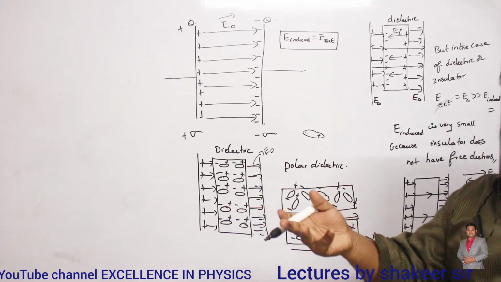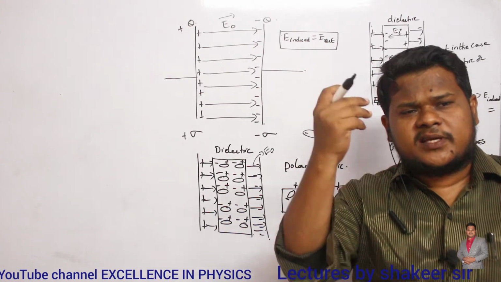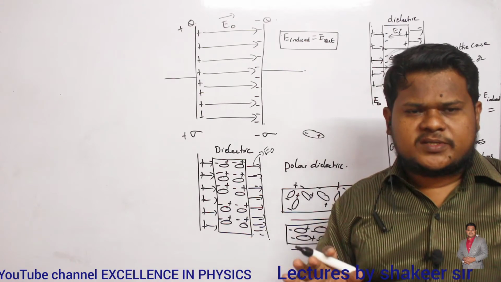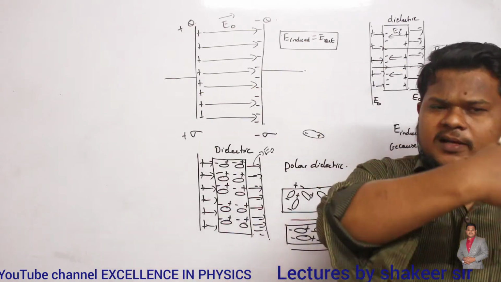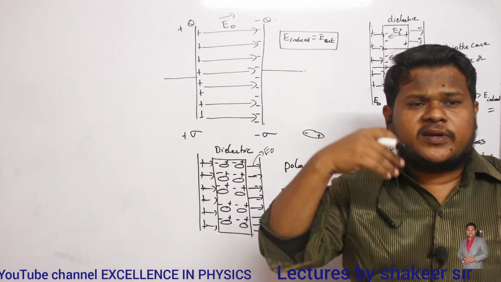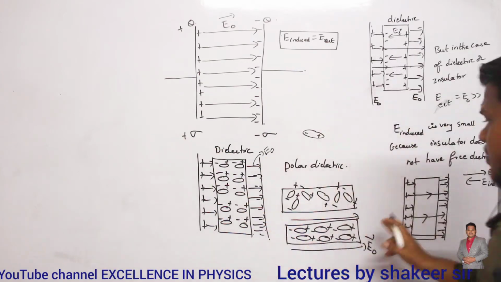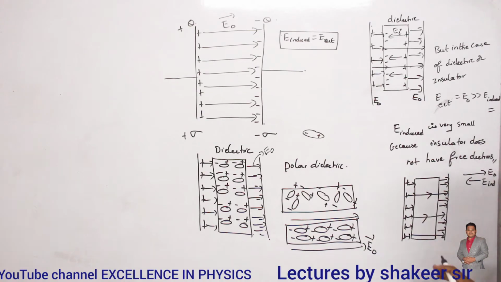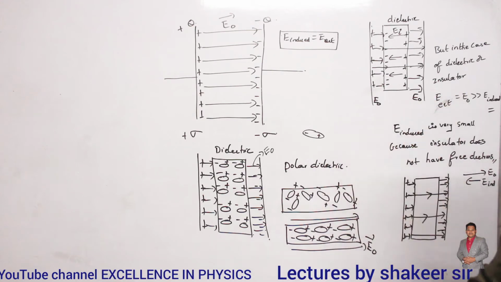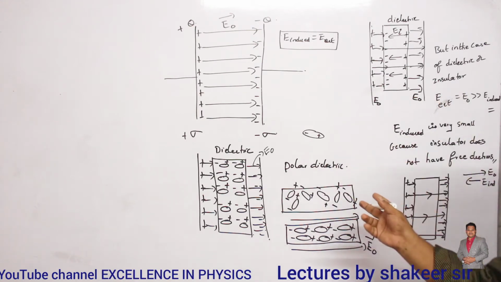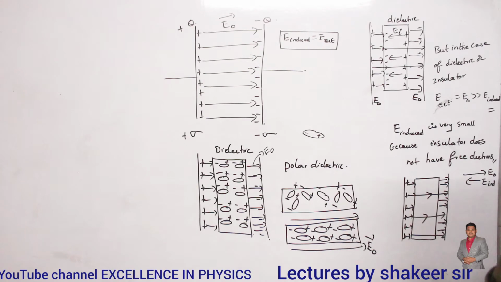In the case of a conductor, these two electric fields were cancelling 100%. Are you able to understand? In the case of a conductor, the external electric field and induced electric field were cancelling 100%. But here 100% cancellation is not possible. Some of the electric lines will get cancelled with each other. Have you all understood? So this is the difference between placing a conductor and an insulator in between the plates of a capacitor.